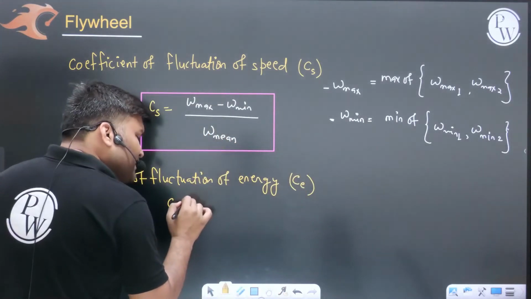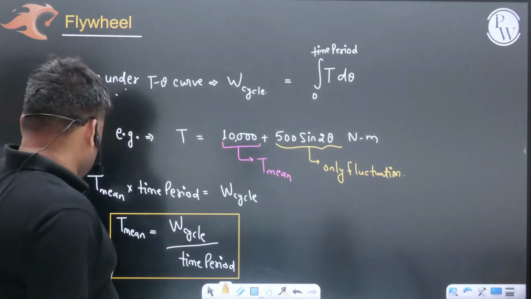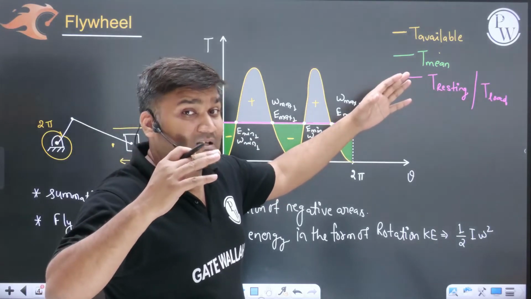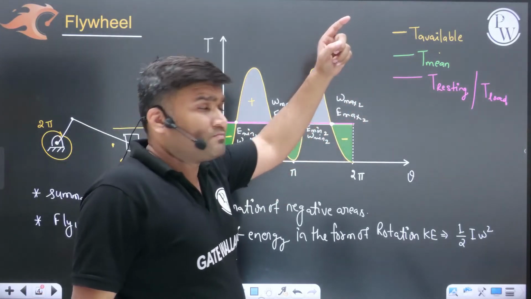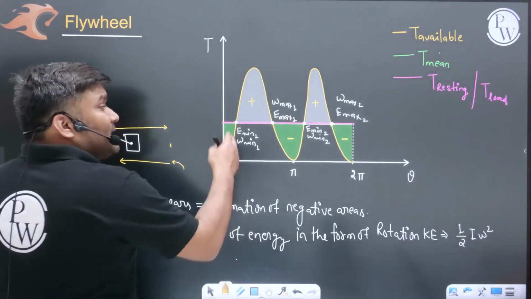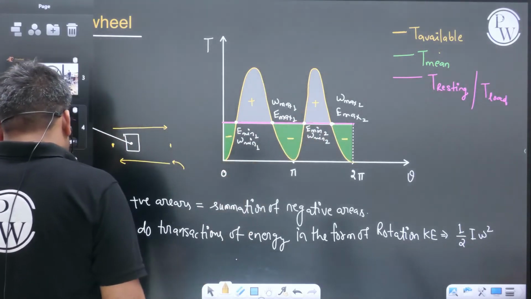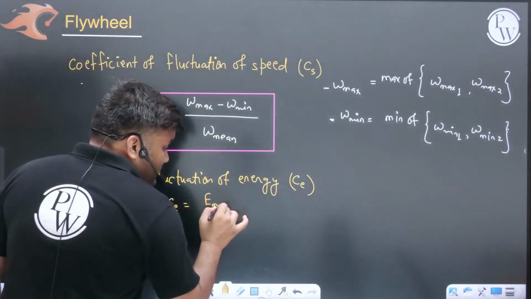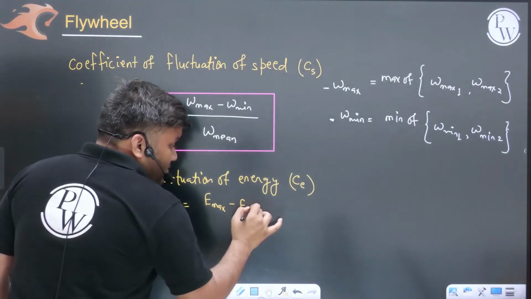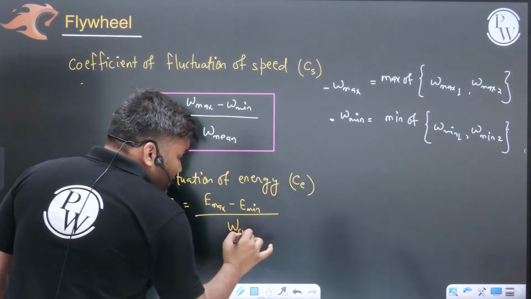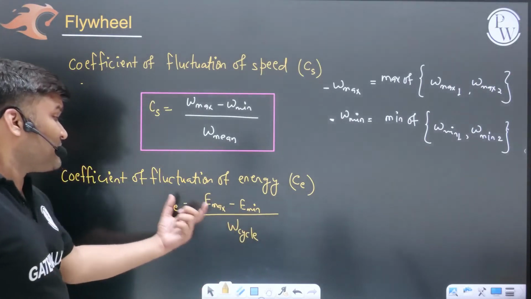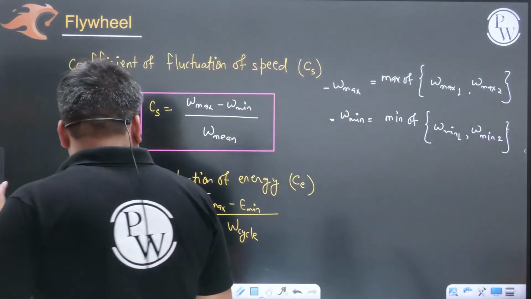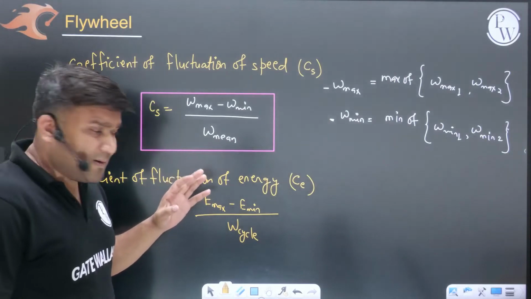Sir, similarly, all the maximum energies. Maximum 1, maximum 2, maximum 3. In one cycle, whatever maximums are there, the largest of that energy minus the least of all the minimums. This difference, maximum energy minus minimum energy, divided by work done in one cycle. How much is the work done in one cycle? This is known as the coefficient of fluctuation of energy. Getting my point, beta? Is this understood by all the children?